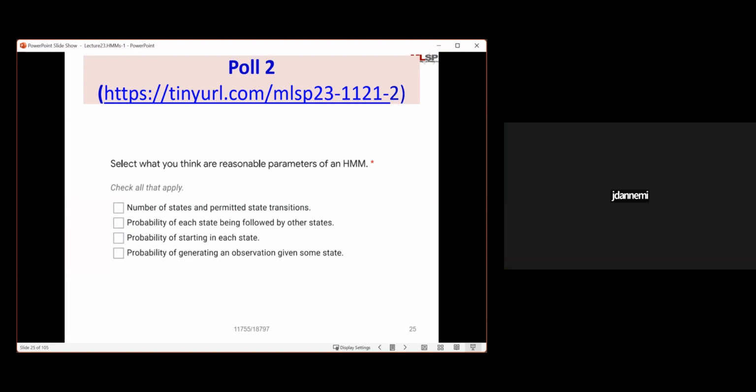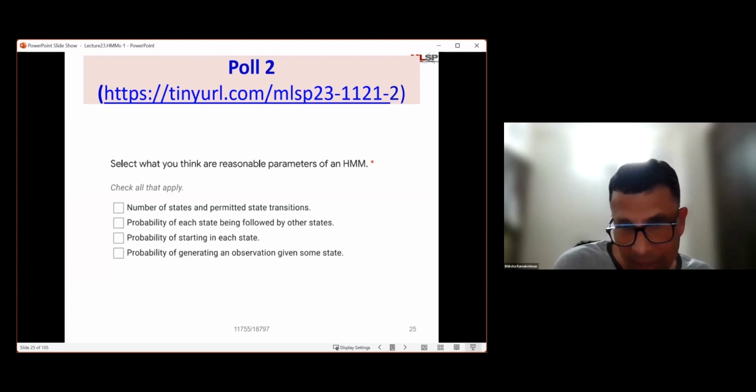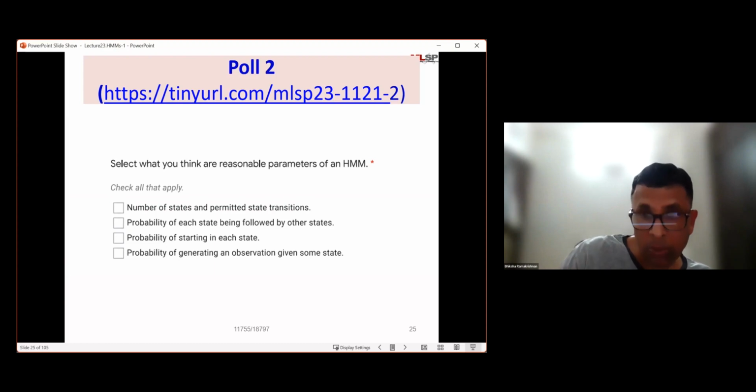Anyone? It's all of them. All of them, right? You need to define the number of states and the transitions. You need to define the probabilities associated with all the transitions. And you need to specify which state you're likely to be in at the very first time instant. And you need to define the probability distribution for observations from any state. So all of them are true.